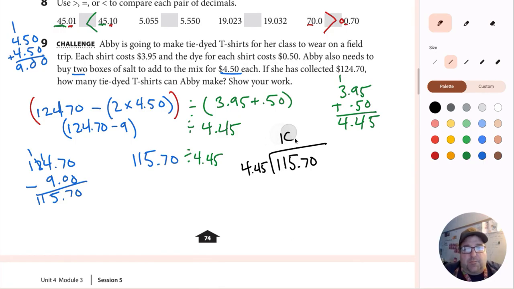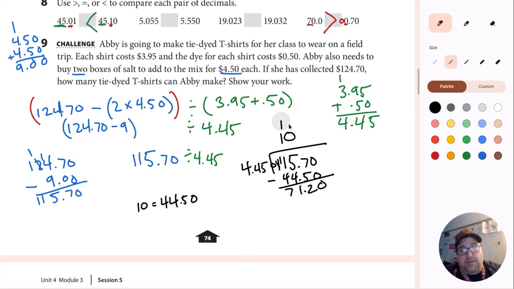So we can break this up with partial quotient. How much would 10 shirts be? Well, again, we talked earlier, we're just going to move that decimal over. So 10 shirts is going to be $44.50, right? That'd be 10 shirts. So subtract. Can't do that. And then 11 minus 4, we get 7. So we still got $71.20 left.